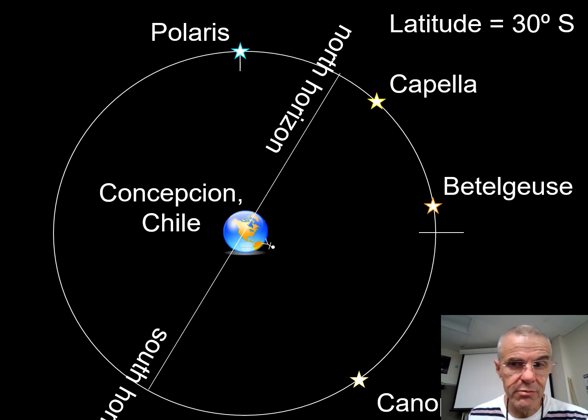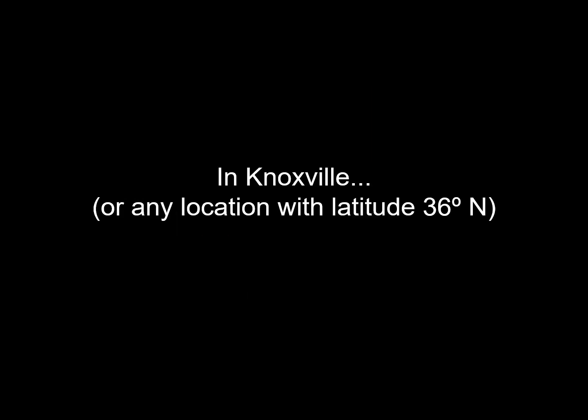Somebody in the southern hemisphere, 30 degrees south of the equator in Chile, would have no view of Polaris, never see Polaris. Canopus would be a star that would pass really high overhead. Capella would be a very low star in the sky and would be hard to see.